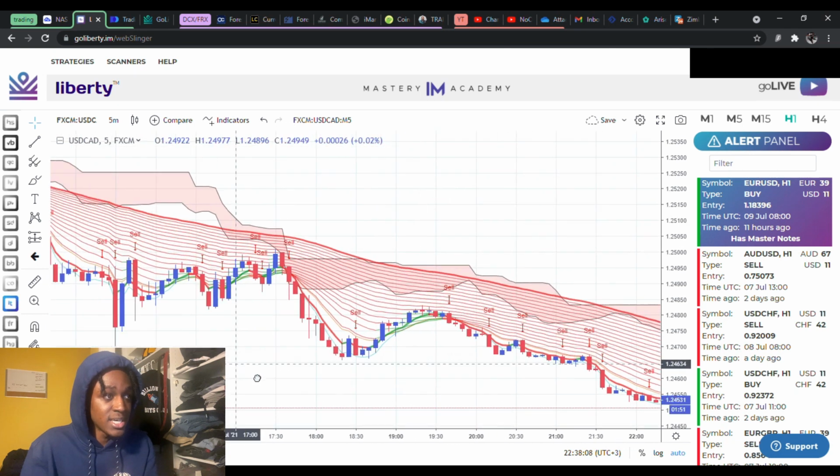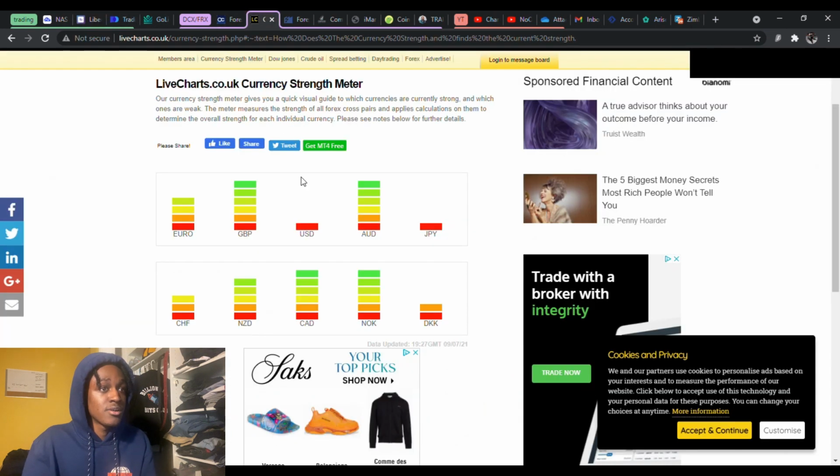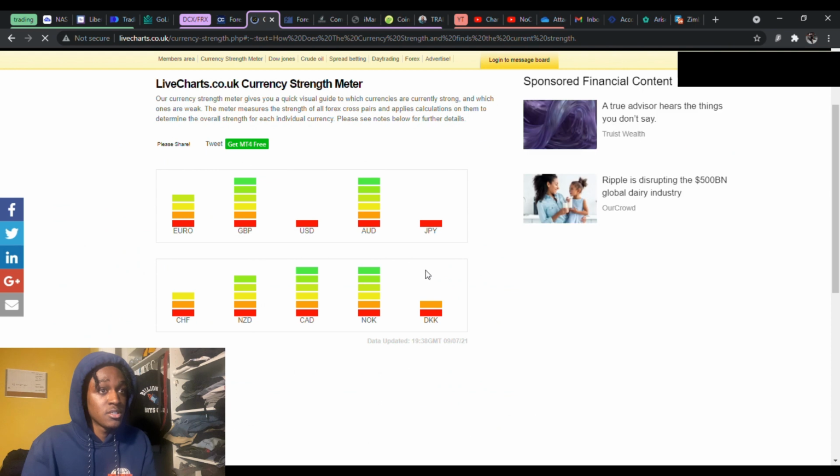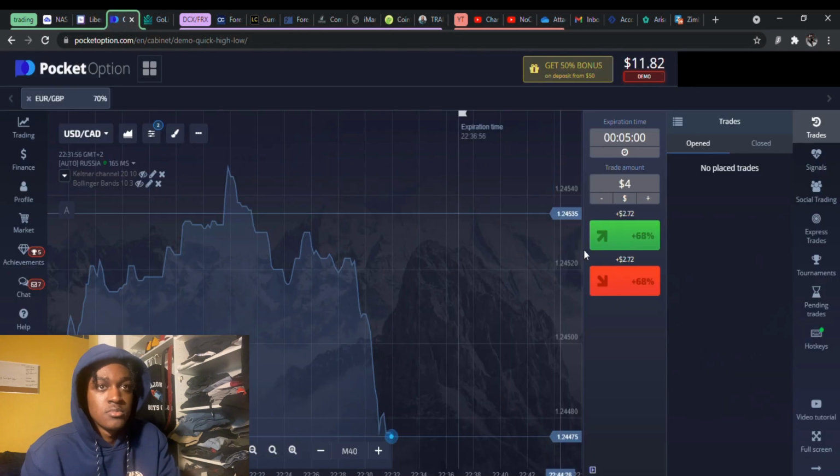I'm not really liking the setups. I don't force trades, so we're gonna check to see another. Always refresh. We got us a little trade setup right here. All right, I'm gonna just get in.